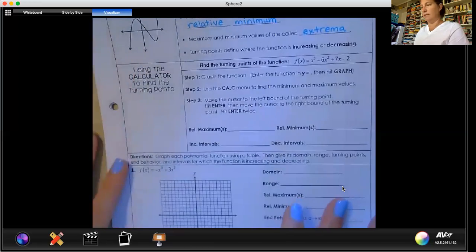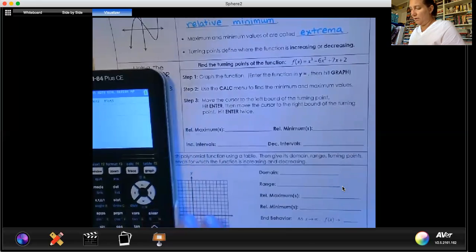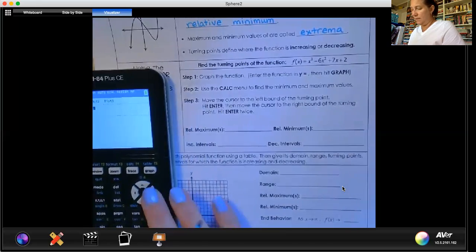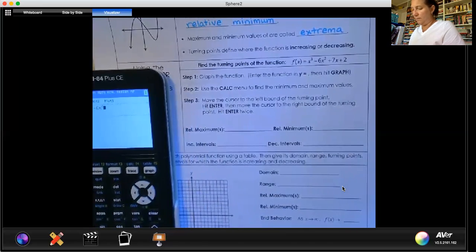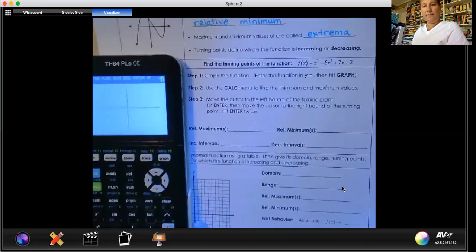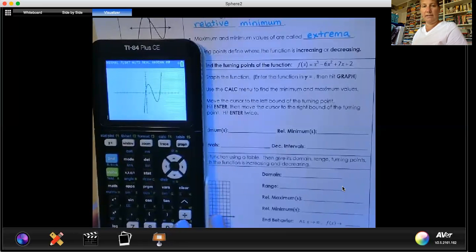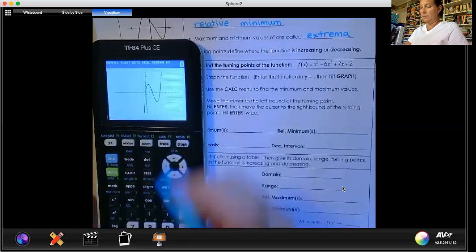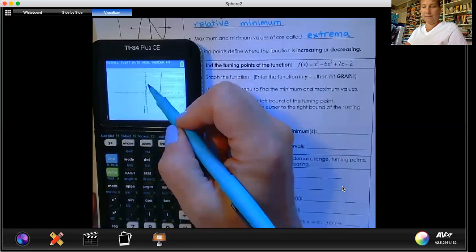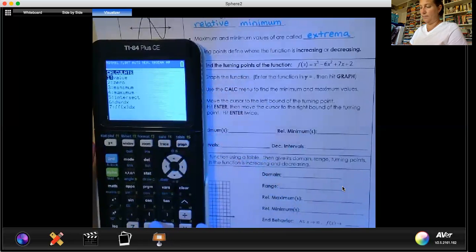You are going to need your calculator for this next one. We're going to graph the function x cubed minus 6x squared plus 7x plus 2. We're going to use our calculator commands to find our maximums and minimums and where we're increasing and decreasing. So we're going to start here with this maximum. So second trace 4. And it prompts you to what you need to do to find this maximum.